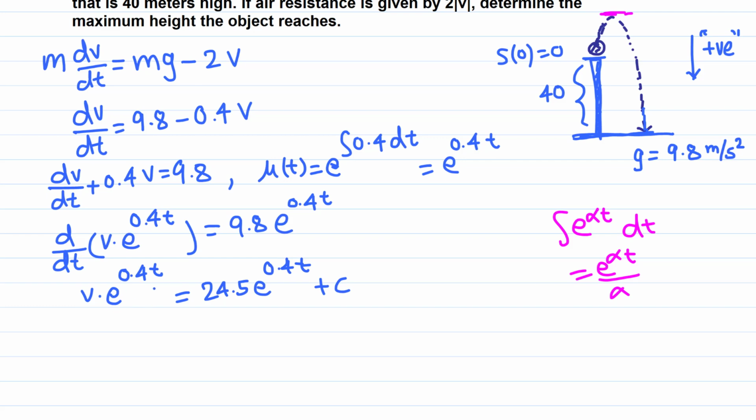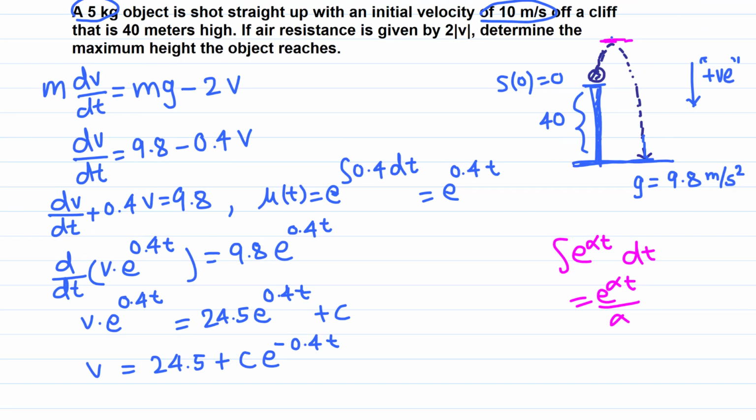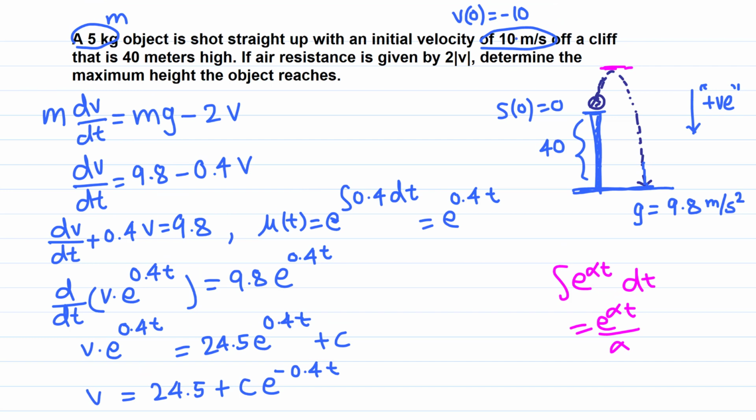Now divide by the integrating factor, so we get v as a function of time t, v of t equals 24.5 plus c e raised to negative 0.4 t, since dividing means moving it up with a negative exponent. Now we use the initial velocity to determine the value of c. Note that the ball was shot vertically up. This is just the path, okay? It was shot vertically up, with v0, the initial velocity, of 10.